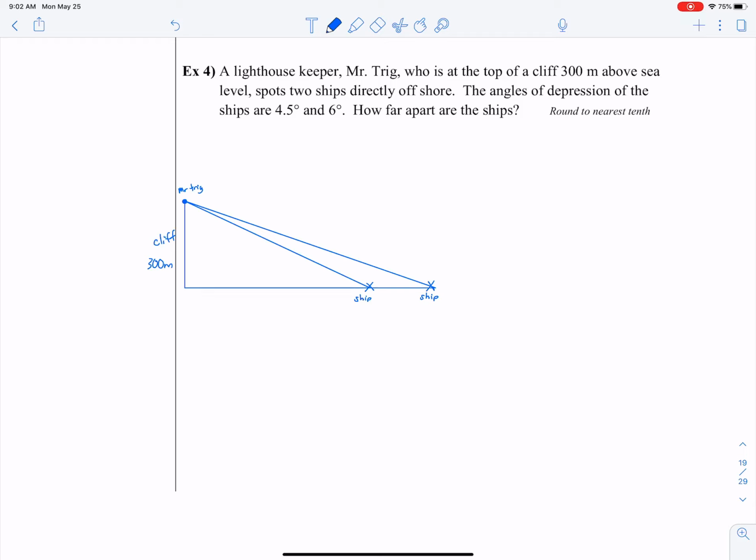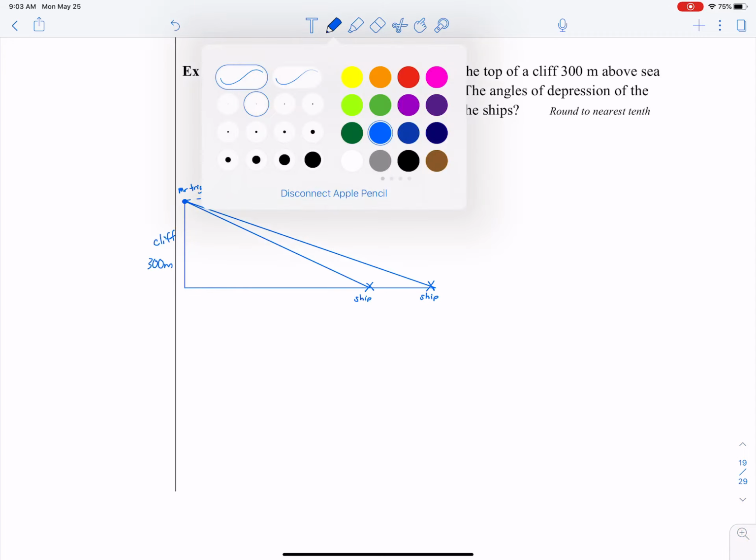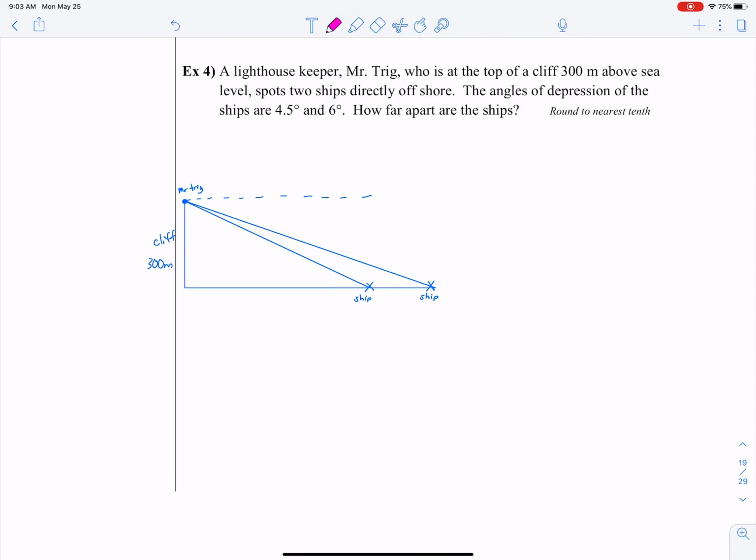So angle of depression means that we need to draw a dotted line. Ugh, that's a terrible dotted line. Let's try again. Okay, there's my dotted line. I'm gonna use a different color so it's easier to see. And there's one, whatever's a smaller distance, that's gonna be 4.5. So let's start with that one.